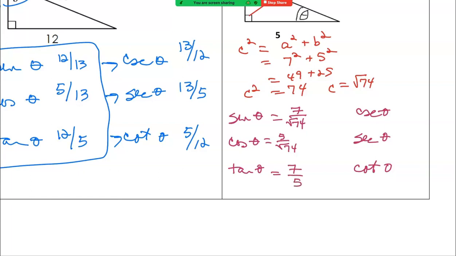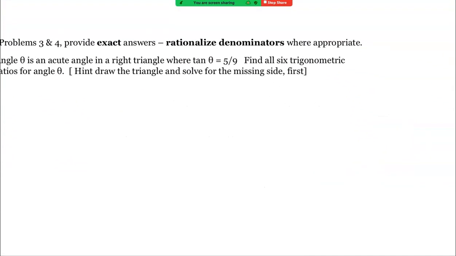Okay, get your reciprocal functions. Root 74 over 7. Root 74 over 5. And 5 over 7. Now go back and rationalize only when you have a radical in the denominator. Okay, so what am I getting? 7 root 74 over 74, 5 root 74 over 74, and I am done. Okay, so that's how you do those. If you need to find the missing piece, you've got to do that first. Okay, that brings us to problem number 3 on the next page.